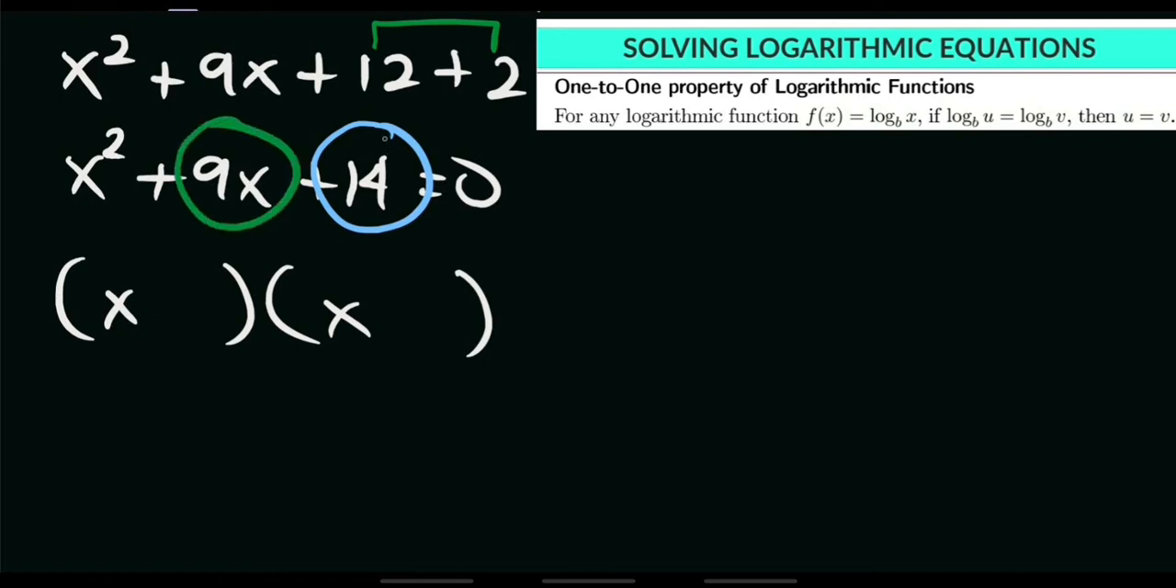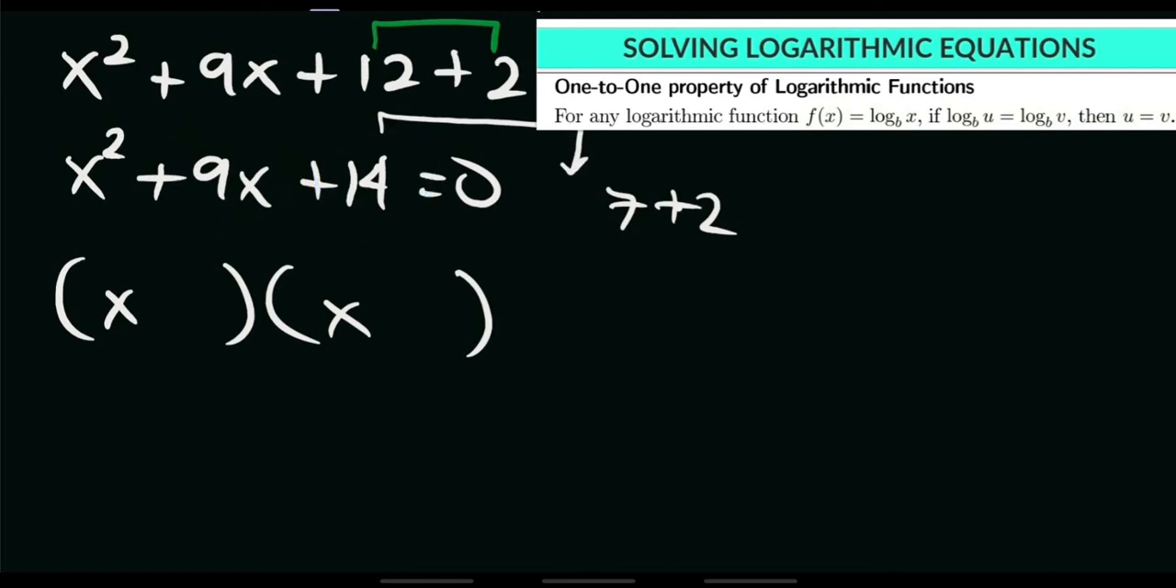Right, so let's factor out 14. I think the possible values for 14 is 7 times 2. Okay, so if we have 7 times 2, that is 14, and 7 plus 2 is equal to positive 9. So good, we have the correct set of factors. That means it will give us x plus 7 times x plus 2. Let's equate this to 0.